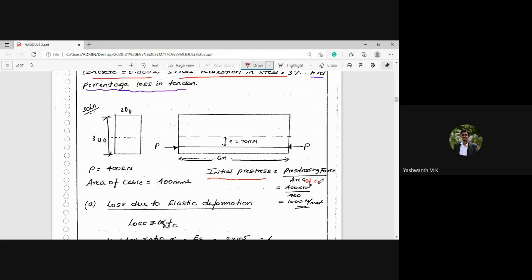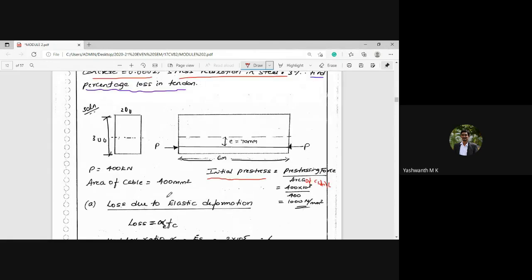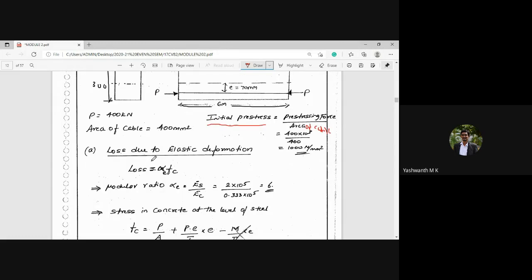Please be careful. In a hurry, if you substitute the area of section, the entire problem will become wrong. So please be careful, it is the area of the cable. So that is 400 into 10 to the power of 3 Newton divided by the area of cable in millimeter square, which will get you 1000 Newton per millimeter square. Is it clear? So let me go with the first loss, that is loss of pre-stress due to elastic deformation. So what is the formula? Loss is equal to modular ratio multiplied by fc. This is the formula we are going to use in order to calculate the loss of pre-stress due to elastic deformation.